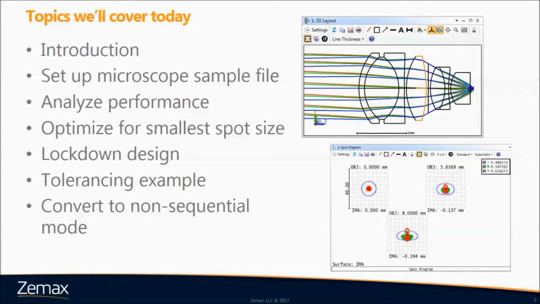All right, so here's an outline of the topics that we will be covering today during this demonstration. I'll start with a quick introduction about myself, and then we will jump right into OpticStudio and start with a microscope sample file. Then we will analyze the initial performance, and then we'll optimize the system using a variety of our optimization tools. After that, we will lock down the design so that we can run a few different kinds of tolerance analyses, and then we will convert the file to non-sequential mode for stray light analysis.